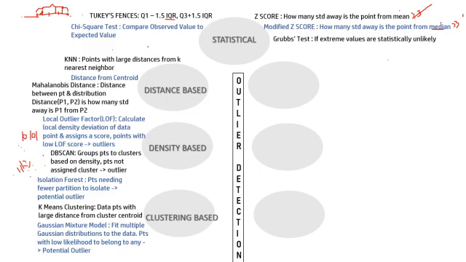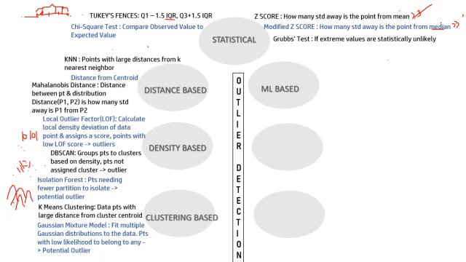Then you have Gaussian mixture model, where a number of Gaussian or normal distributions will be applied to the data set, and the points will fit any of these or multiple of these distributions. Outliers will be those points which barely fit any of these distributions, so they will have a low likelihood of belonging to any of these normal distributions, and that way you find out that this is an outlier.